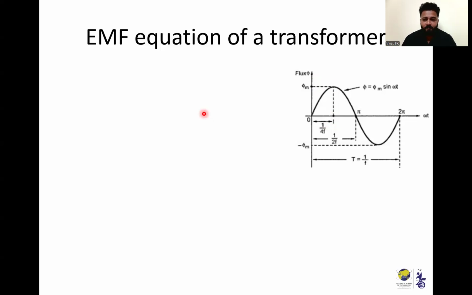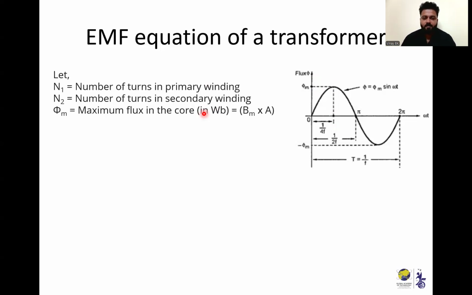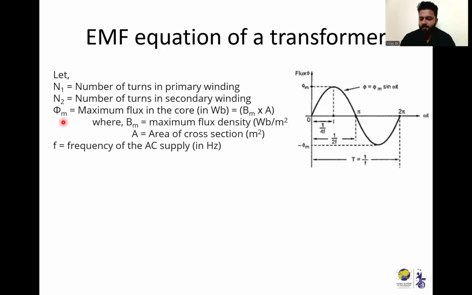So let us initialize the notations. Let N1 be the number of turns in the primary winding, N2 the number of turns in the secondary winding, and phi m the maximum flux in the core in Weber, given by maximum flux density times area, where Bm is the maximum flux density in Weber per meter square or Tesla, and A is the area of cross section in meter square or centimeter square. Frequency f is the frequency of the AC supply in hertz.